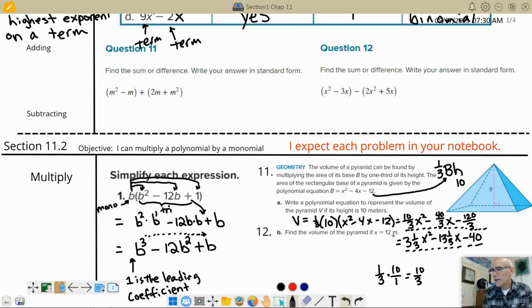Okay, now part B, how do you do this? Well, you plug 12 wherever you see x. So we're going to have, and this would probably be a Desmos situation here. So we're going to take 12 and we're going to square it. And then we're going to have minus 13 1/3 times 12. And then we'd have minus 40 because we're just plugging the 12 in for wherever we see x, right? So that's going to be the volume of our pyramid. And like I said, just jam it into Desmos.